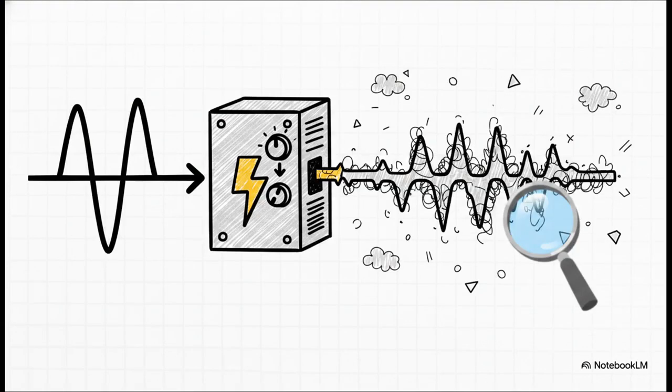And our final villain for today is non-linearity. This one mostly rears its ugly head inside the power amplifier. That's the part of the radio that gives the signal its muscle so it can travel a long distance. In a perfect world, an amplifier would be like a perfect photocopier, just making a bigger, identical copy of the signal. But in reality, especially when you crank up the power, it starts to distort things. It adds its own noise into the mix.